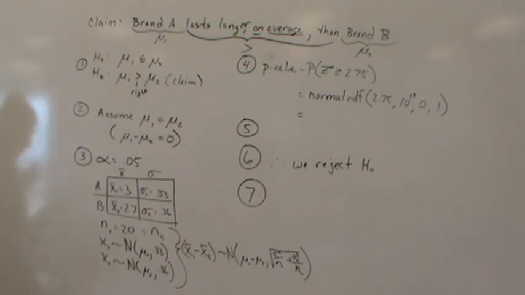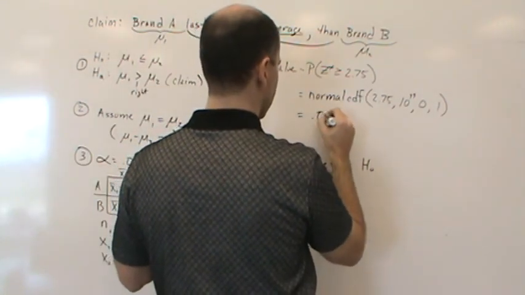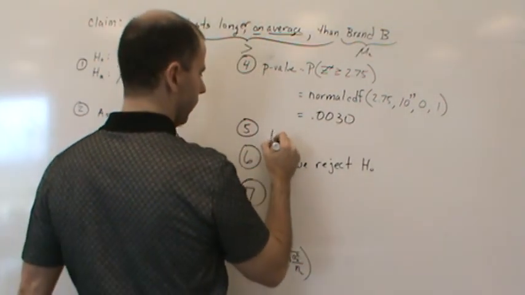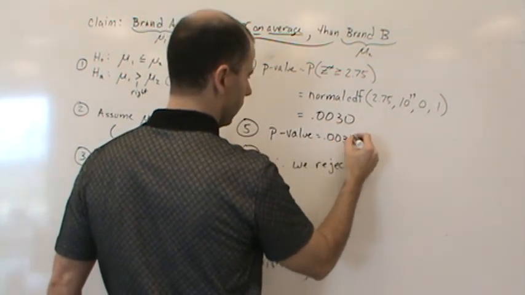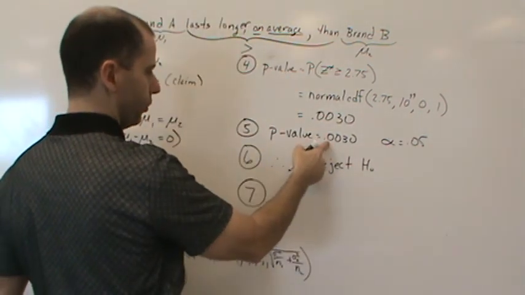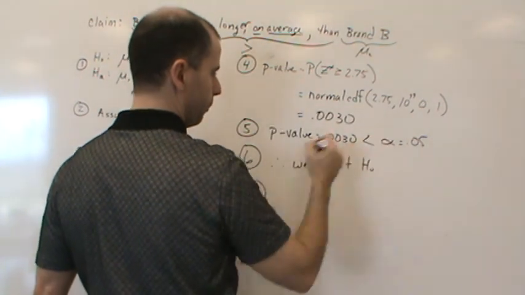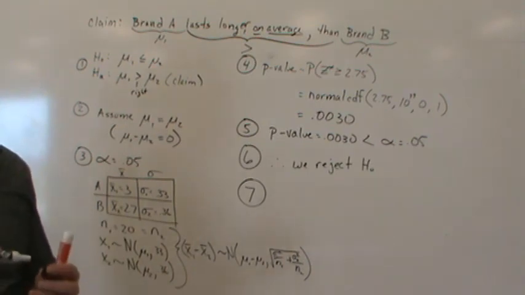And I get 0.0030. And so again, now I'm going to compare the p-value to alpha. And of course, the p-value of 0.003 is definitely less than 0.05. And so we get the same conclusion, and that's it.